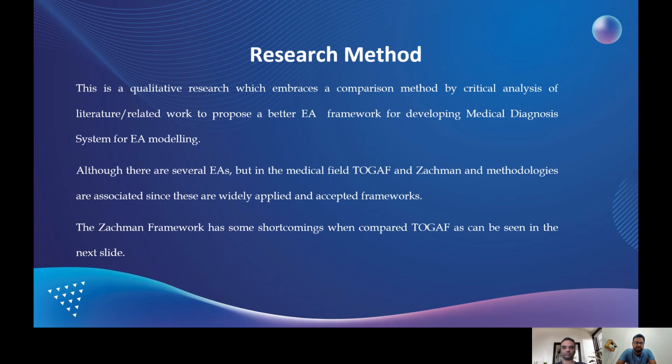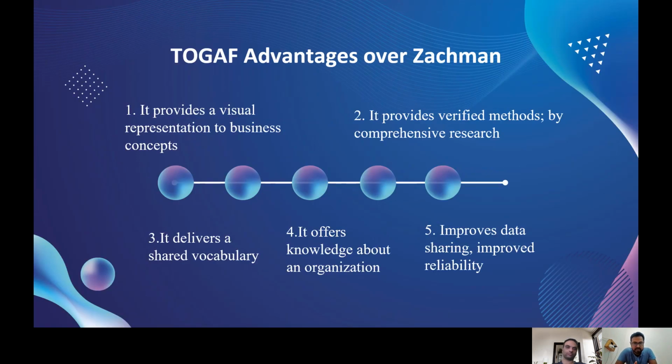Now, the Zachman framework has several shortcomings when compared to TOGAF, and this can be seen in the next slide. So, TOGAF's advantages are that it provides a more visual representation, it provides verified methods through comprehensive research, it delivers a shared vocabulary, it offers knowledge about an organization, and it improves data sharing reliability. The next slide.